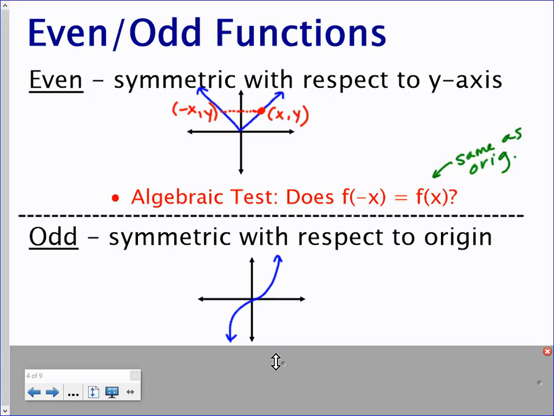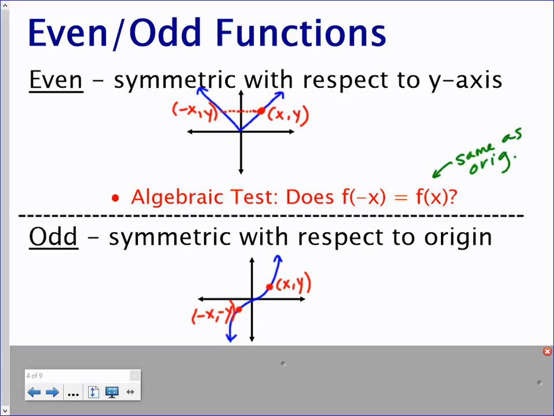And so again, just to prep us for our algebraic test, if I had a point x, y on my original graph, in order for it to be odd, it would have to have a corresponding point. This one's in quadrant 1. I'd have to have a corresponding point over here in quadrant 3, which its ordered pair would have to be negative x, negative y, so that I go in the opposite direction of x and I go in the opposite direction of y.